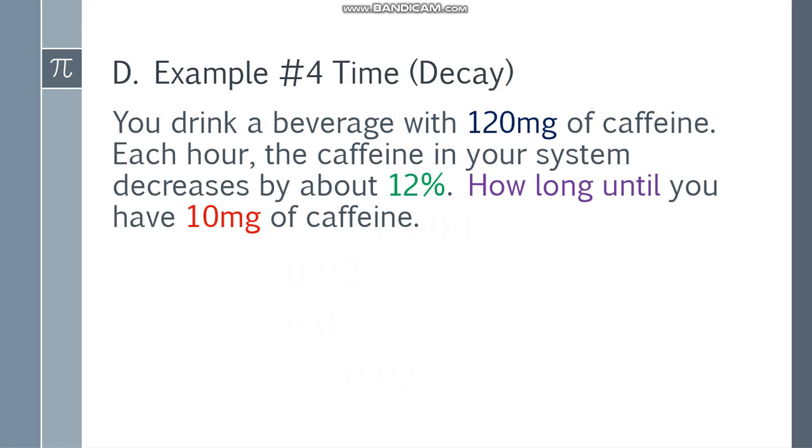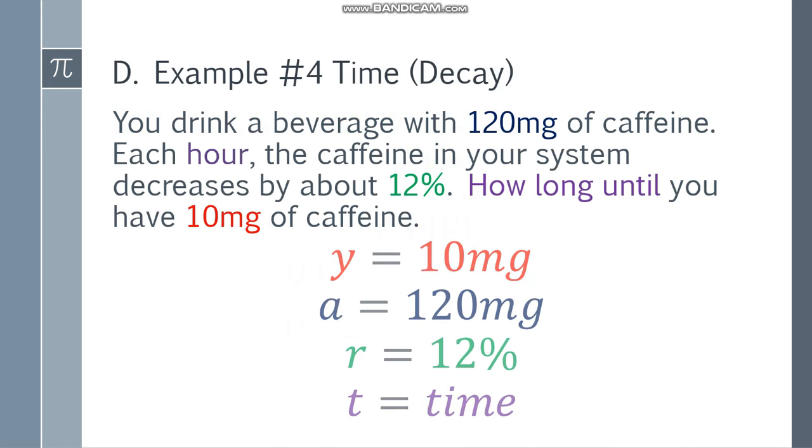What if we are asked to find the time in the decay problem? You drink a beverage with 120 milligrams of caffeine. Each hour, the caffeine in your system decreases by about 12%. How long until you have 10 milligrams of caffeine? So let's have the problem. Again, take note of the word decrease. So it means decay. So y is equal to 10 milligrams.